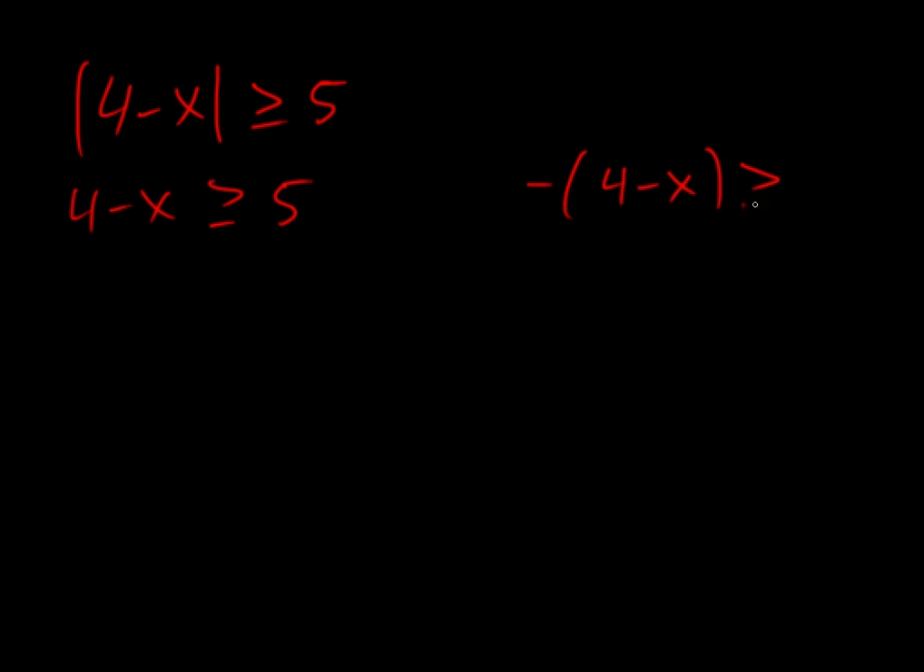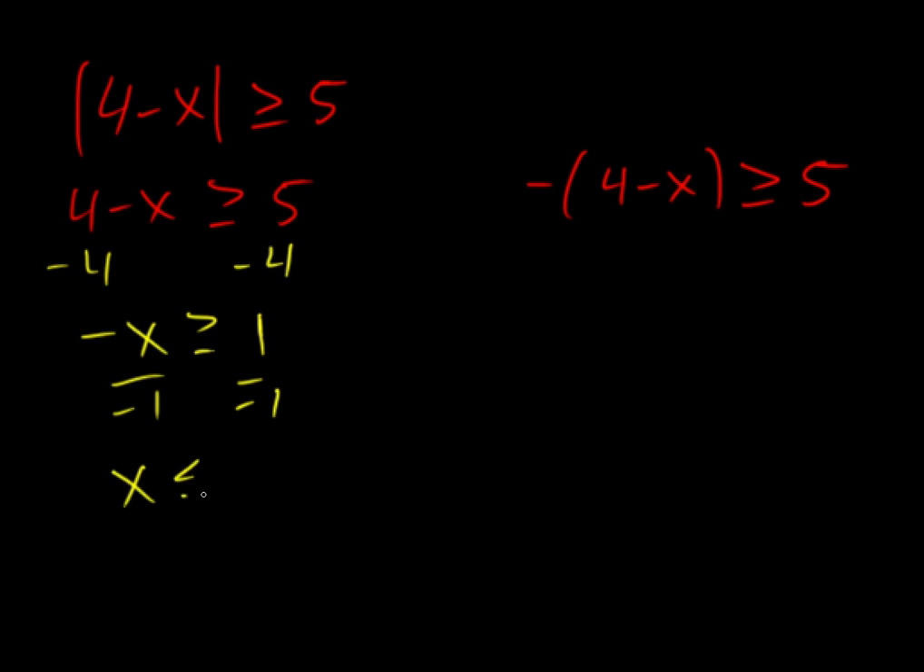Alright, 4 minus x, absolute value, is greater than or equal to 5. 4 minus x is greater than or equal to 5. -4 minus x is greater than or equal to 5. Alright, so we subtract 4 from both sides. -x is greater than or equal to 1. We divide by -1. So x is less than or equal to -1. Notice how I switched the inequality on that one.